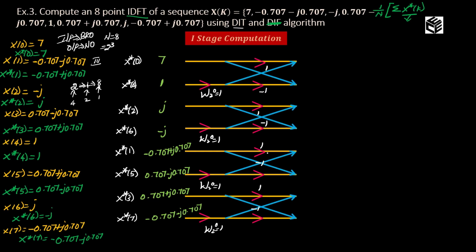Now I am going to give the cross lines. The first output is 7. First line is 7. 7 plus 1 is equal to 8. Next is 7 minus 1 is equal to 6. Here it is j minus j, which is equal to 0.